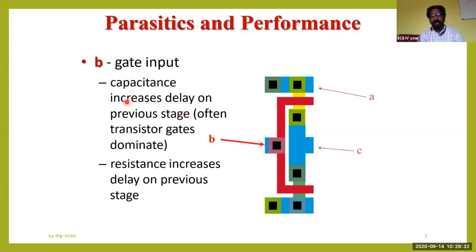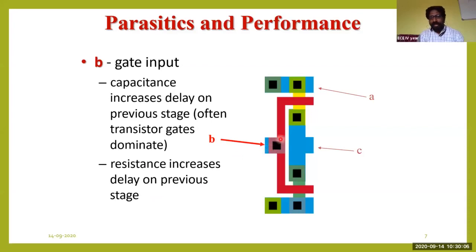So that's why it increases the delay on the previous stage, and often the transistor gates will dominate. Therefore, the number of transistors also increases. Why? Because you are supposed to drive that huge amount of load. In order to drive the huge load, you need more drivers. Then again, the resistance increases the delay on the previous stage. If you have a huge resistance here, if you are using a long path or long mask, that increases the delay.